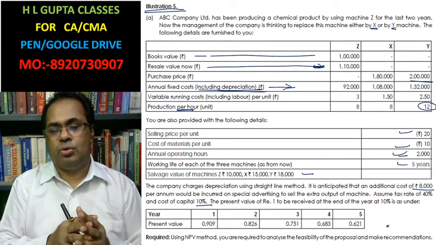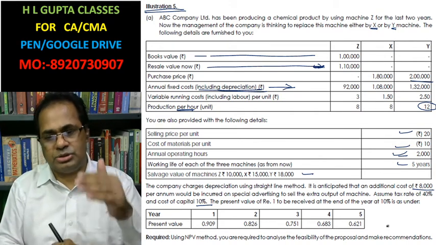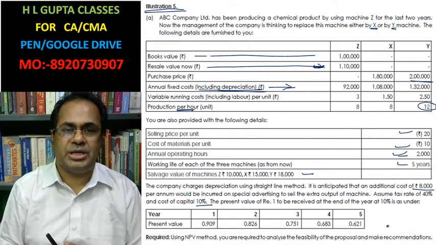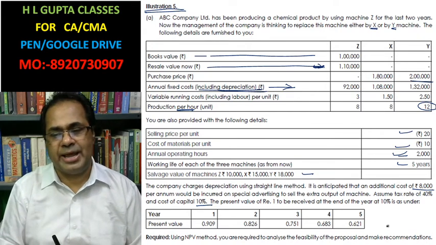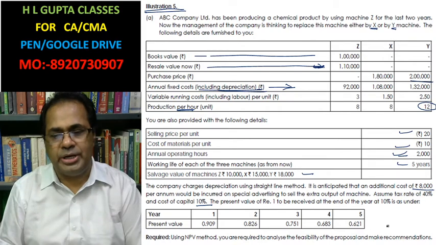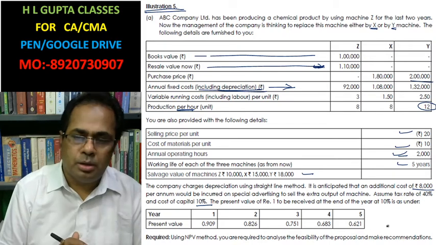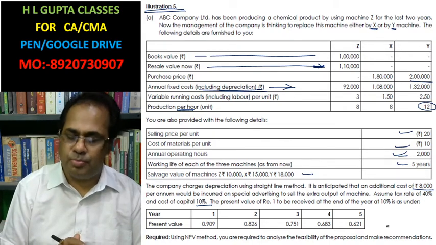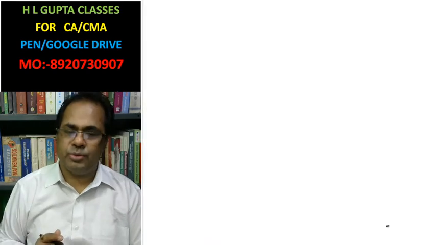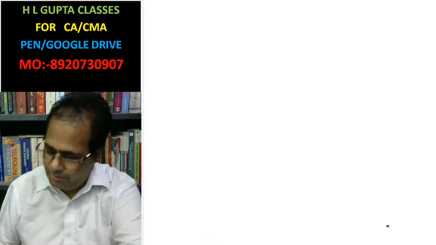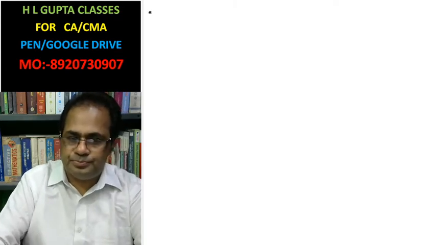We need the net present value of Z, X and Y, as well as the profitability index of Z, X and Y. For this we need to complete some working notes. That working note I am going to do. Okay, look at that working note first.